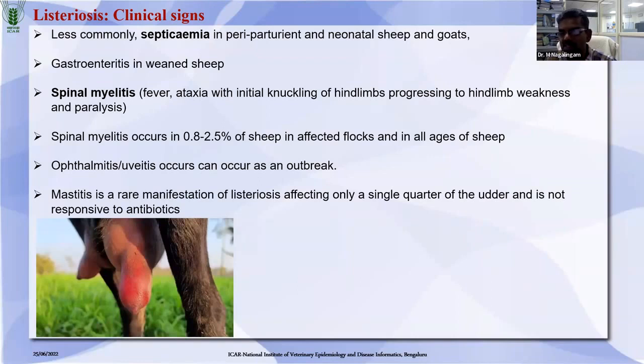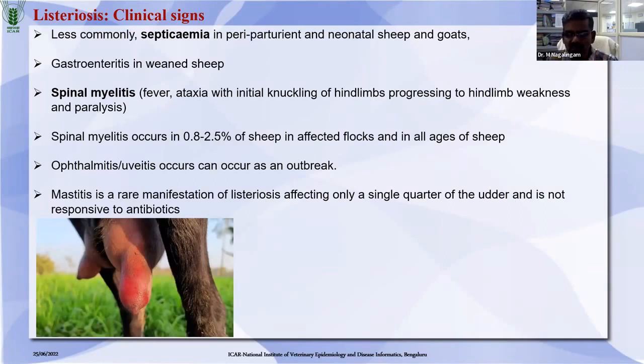Along with this encephalitis form, spinal myelitis also occurs, wherein it causes ataxia and knuckling of the hind limbs, progressing to hind limb weakness, thereby paralysis also. This spinal myelitis will occur in the affected flocks, and it affects all ages. We can expect around 2% of the animals being affected with spinal myelitis in the Listeria infected herds.